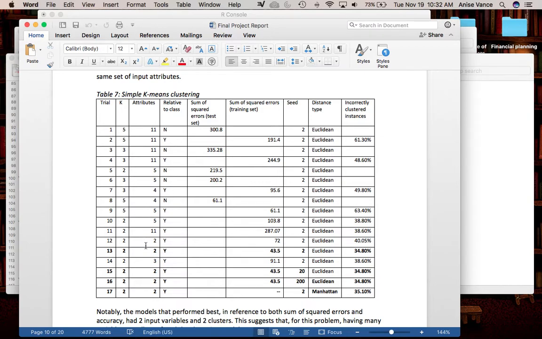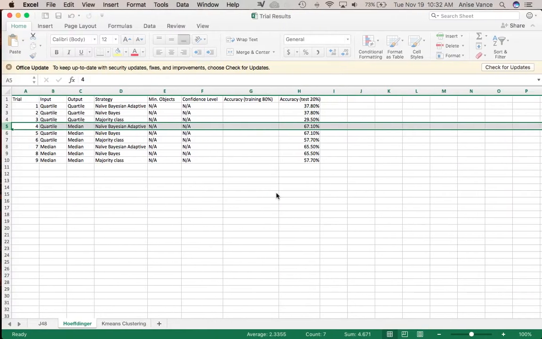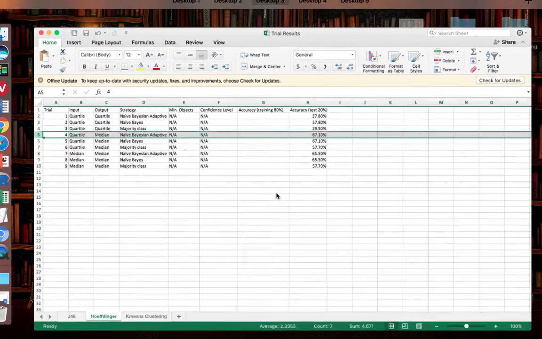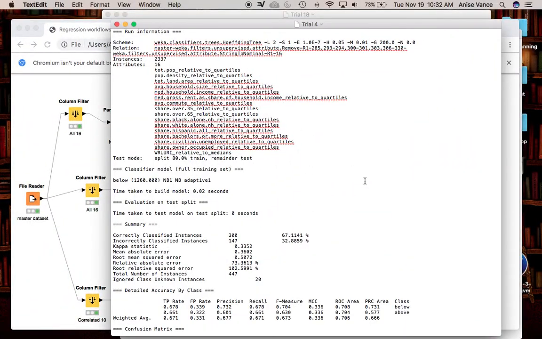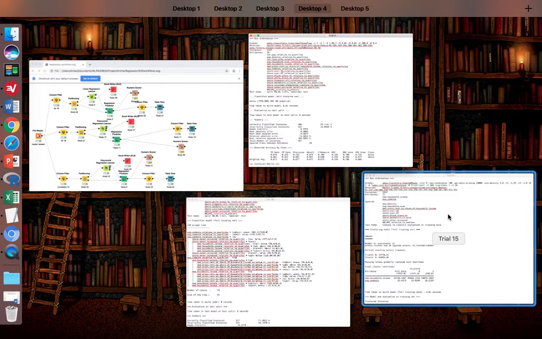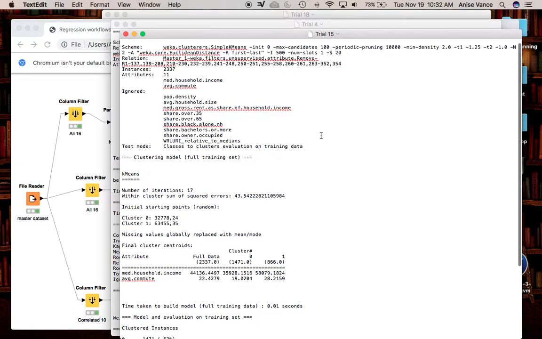One other thing that I noticed was that as I lowered my attribute size, I would also get better results. And so I'm going to quickly show you, I think it's trial 15, that had one of the two best, tied for the best results. Trial 15, here it is.